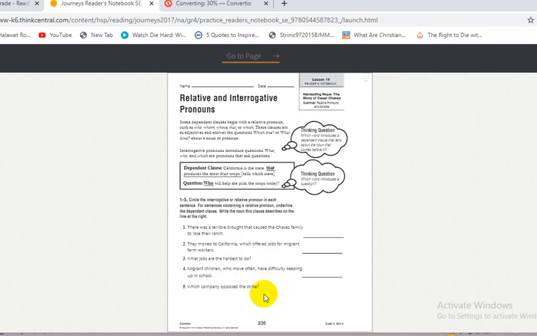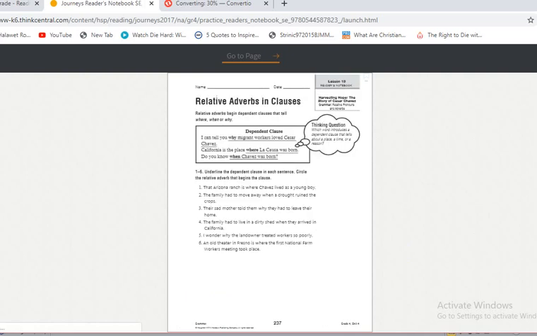Okay, number 5. Which company opposed the strike? So we have a question. So we're looking for an interrogative pronoun, which is going to be which. Which is the interrogative pronoun. And it describes which word? Company. Which company, right? We want to know which company opposed the strike. Alrighty. So that's page 236. Pretty easy, right?